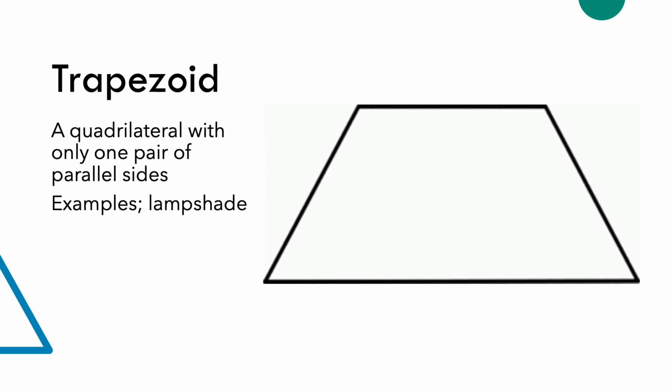Another funny two-dimensional shape is a trapezoid. A trapezoid is a quadrilateral with only one pair of parallel sides. A good example is a lampshade.